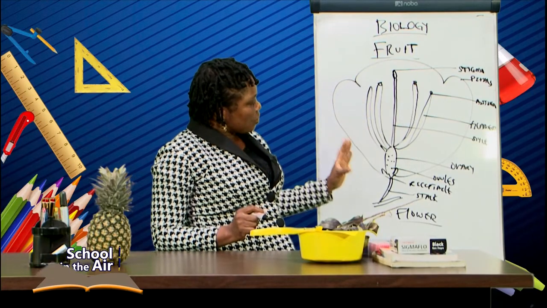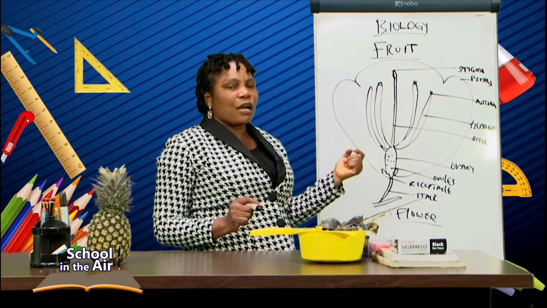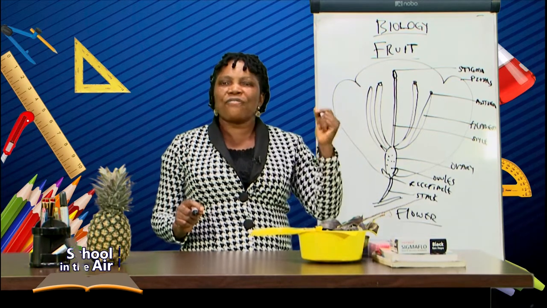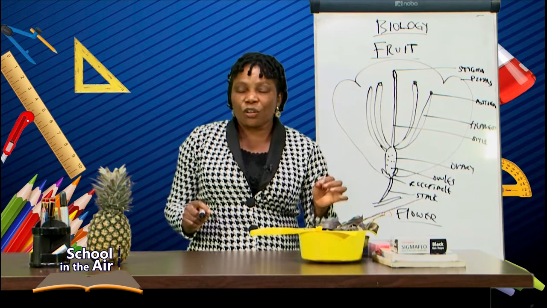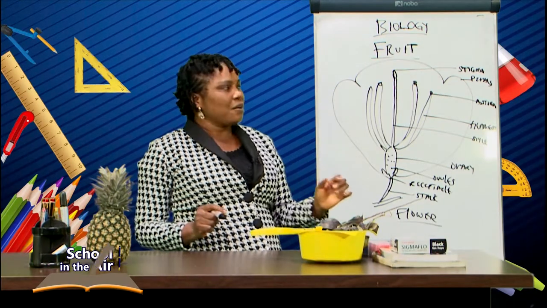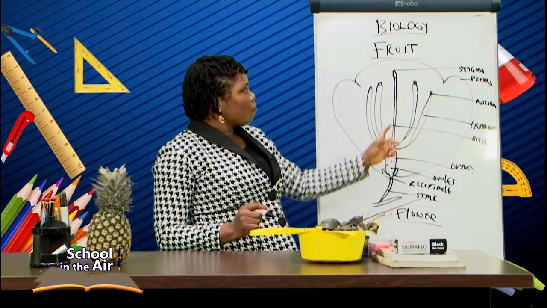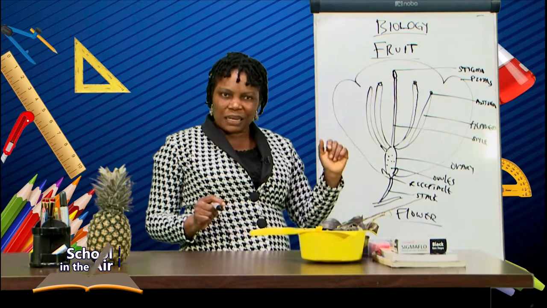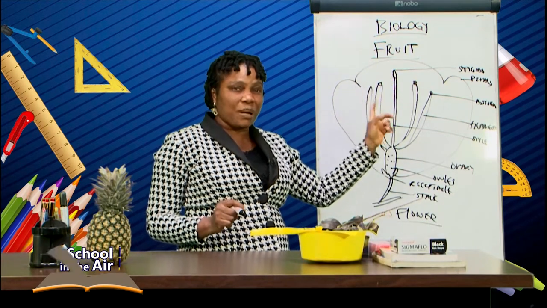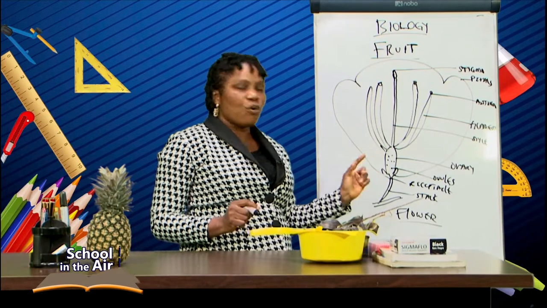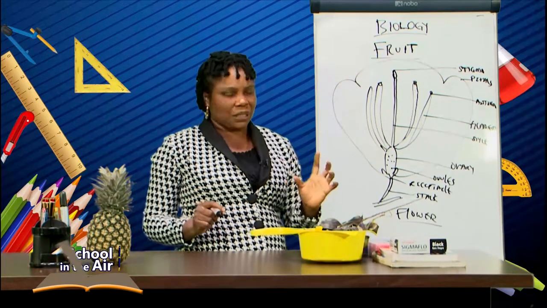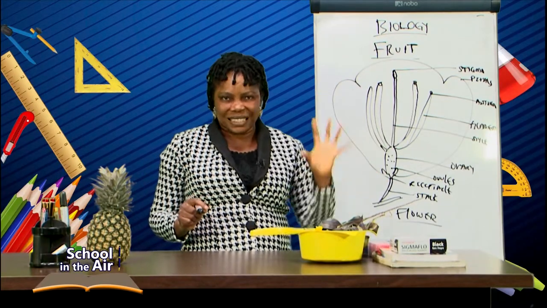Once the pollen grain comes in contact with the ovum, a process called fertilization occurs. So fertilization is defined as the fusion of the pollen grains, which is the male gamete, with the ovum, which is the female gamete. That will lead to the formation of a zygote.